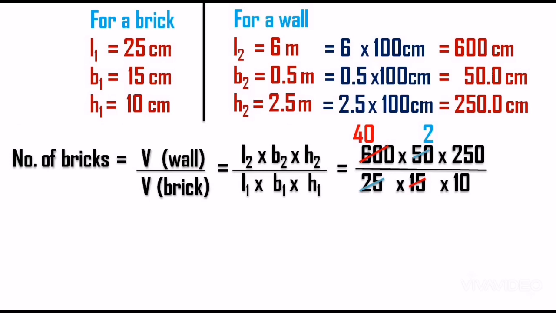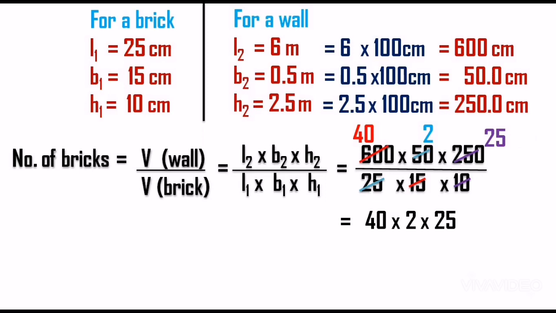Okay. Now the last numbers are 250 and 10. The moment you do the division, we know that the 0s we can cancel out, right? So we get only 25 there. So in short, we have 40 into 2 into 25.